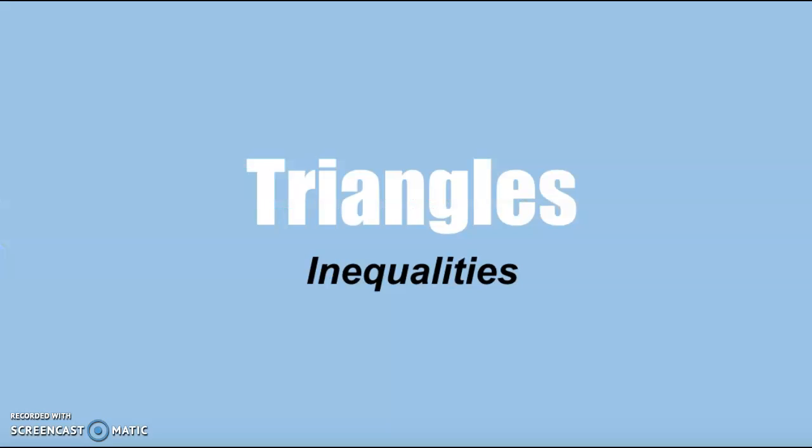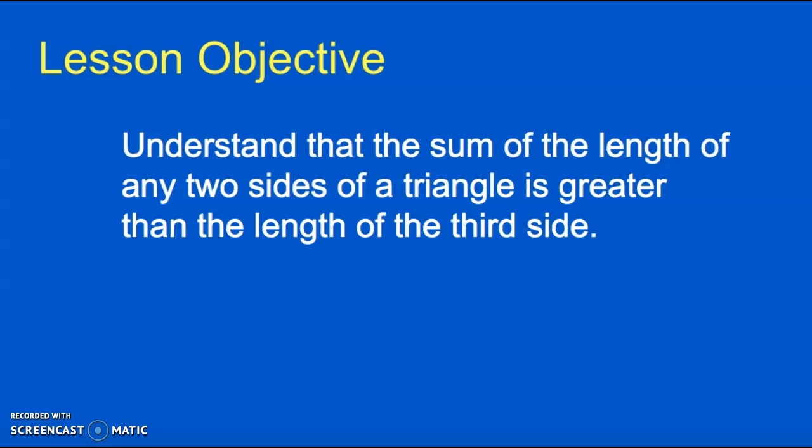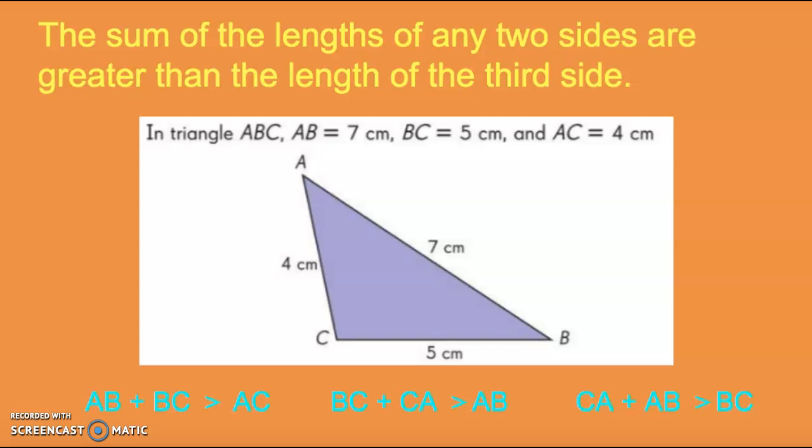Today we're talking about inequalities in triangles. Our objective today is to be able to understand that the sum of the length of any two sides of a triangle is greater than the length of the third side. The sum of the lengths of any two sides is greater than the length of the third side.